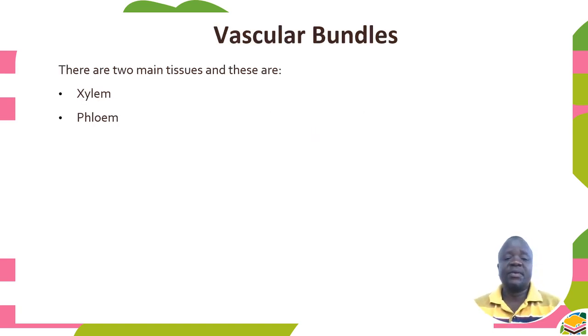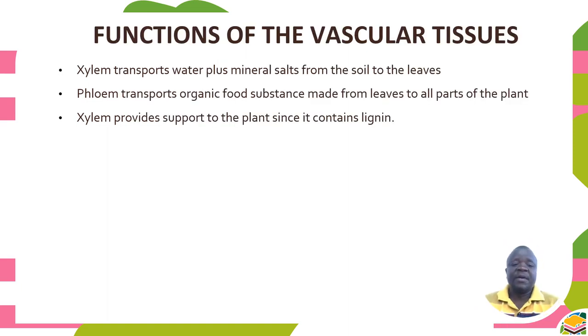Then we had the vascular bundles in the leaf. These vascular bundles contain two main transporting tissues, which are the xylem as well as the phloem. Now, the functions of the vascular tissues. The xylem transports water and mineral salts, which are necessary for photosynthesis, and water is used as a raw material for photosynthesis. Then we have the phloem, which transports organic food, which is made in the leaves, to different parts of the plant, and we call that translocation.